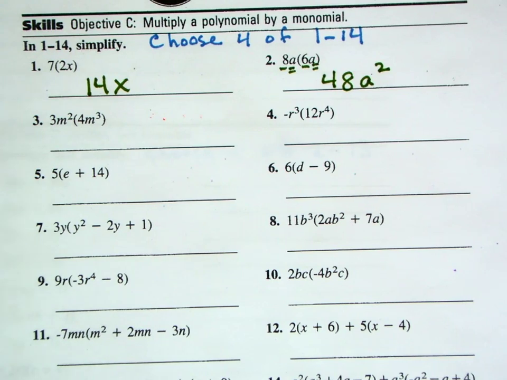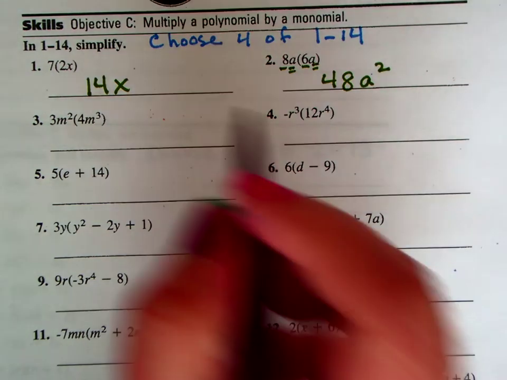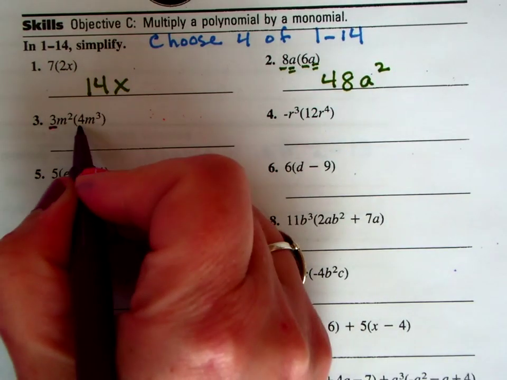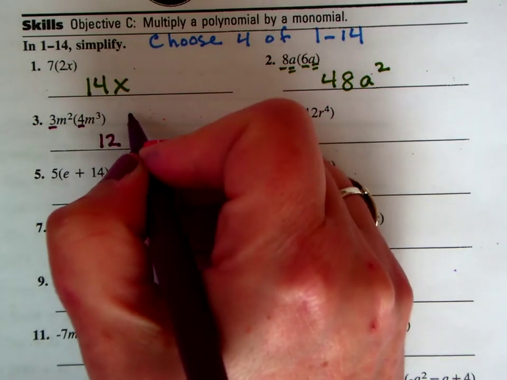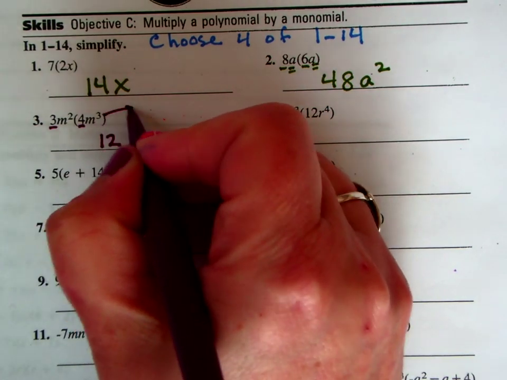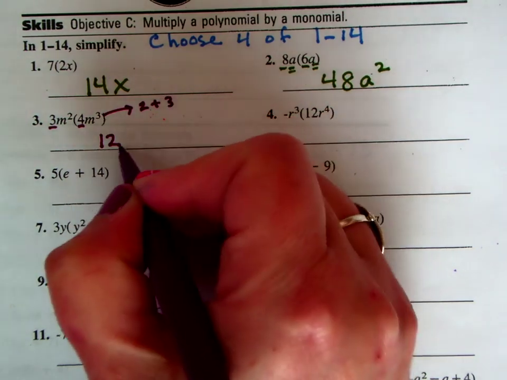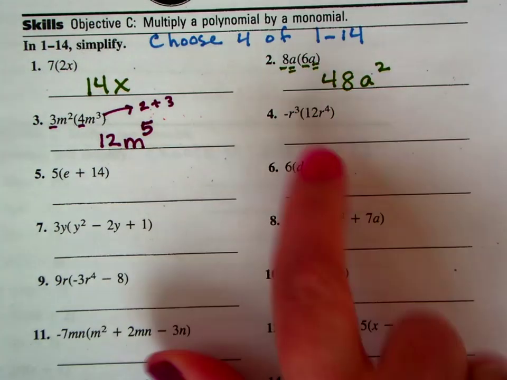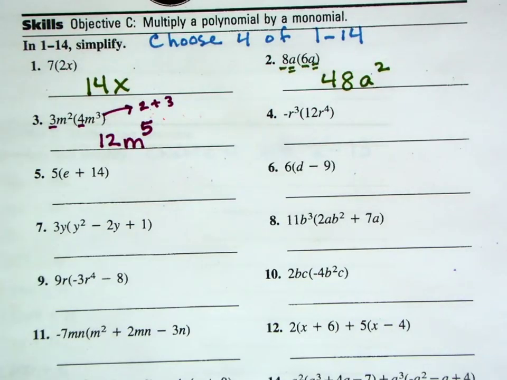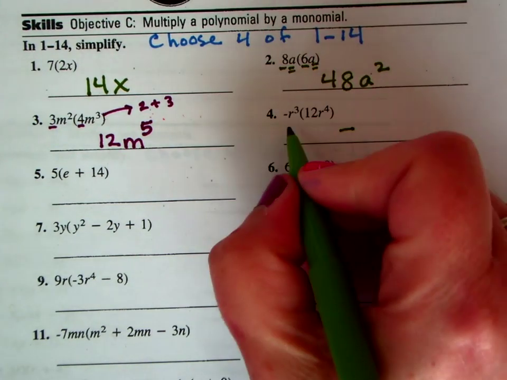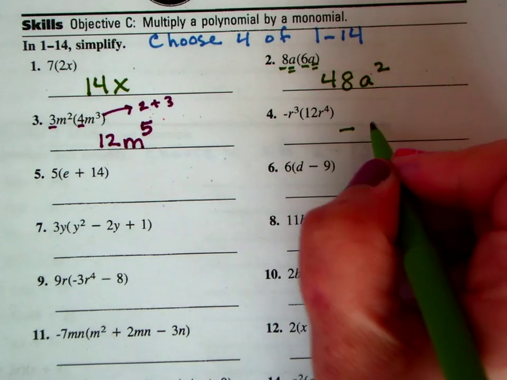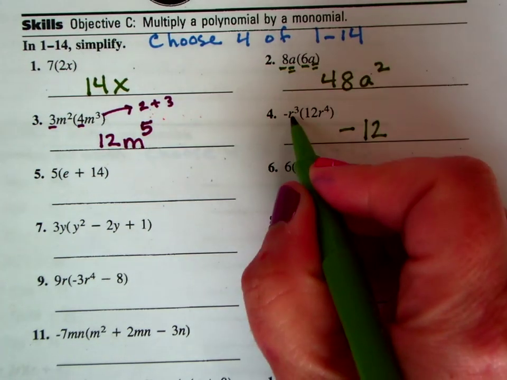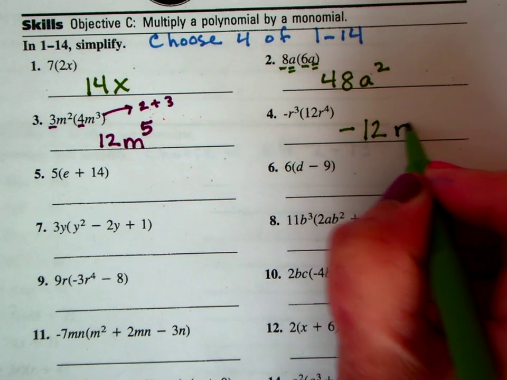You're all done. Okay, this is really more work from the previous unit multiplying these other than some of the later ones. So here you have 3 times 4, which is 12. And remember m squared and the m cubed, we're just going to do 2 plus 3, which would give us m to the 5th power. Okay, now here we have a negative, so our answer, negative times a positive, is a negative. Negative 1 times a positive 12 is, of course, a negative 12. R cubed times r to the 4th is r to the 7th.